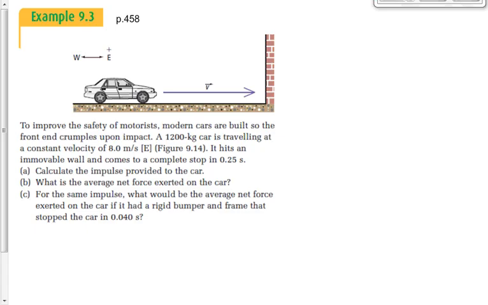Let's take a look at one example here now. 9.3 on 458, it says, to improve the safety of motorists, modern cars are built so the front end crumples upon impact. A 1,200 kilogram car is traveling at a constant velocity. It hits an immovable wall, comes to a complete stop in 0.25 seconds.